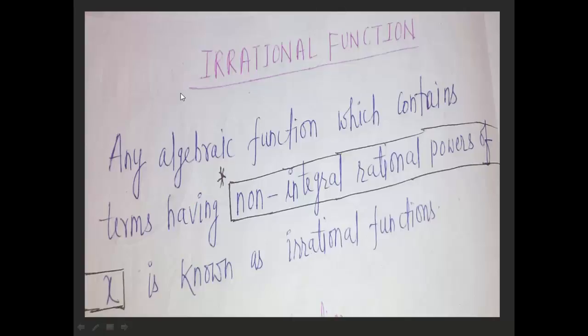And the last one is the irrational function. Any algebraic function which contains terms having non-integral rational power of x is an irrational function. What do you mean by non-integral rational power of x? For example, y equal to x to the power half, y equal to x to the power 2 by 3, 2 by 5, these are irrational functions.